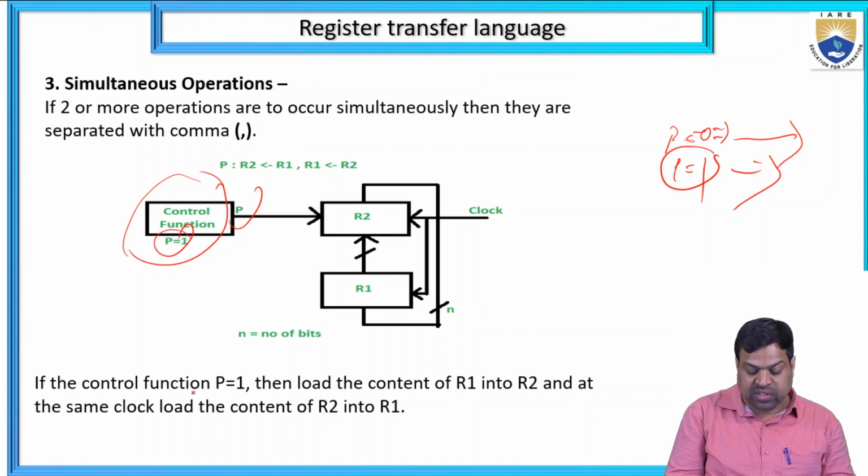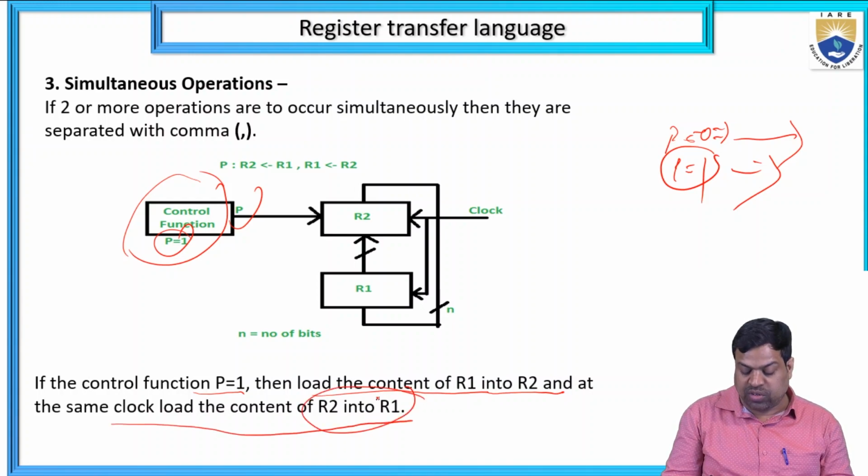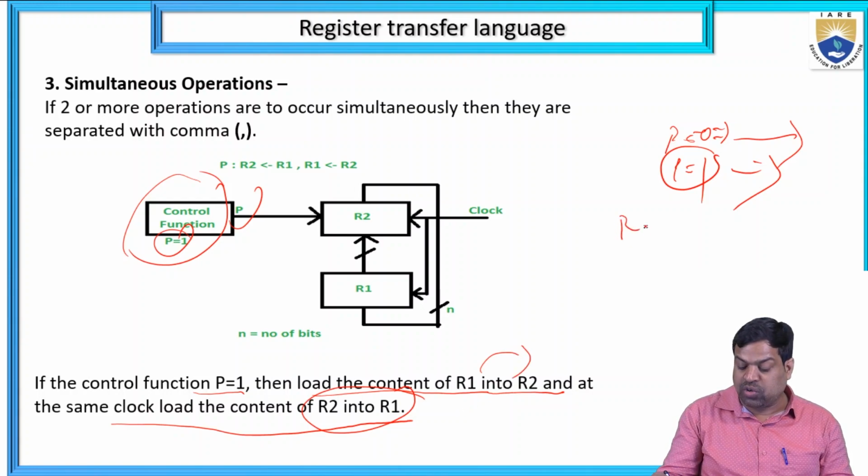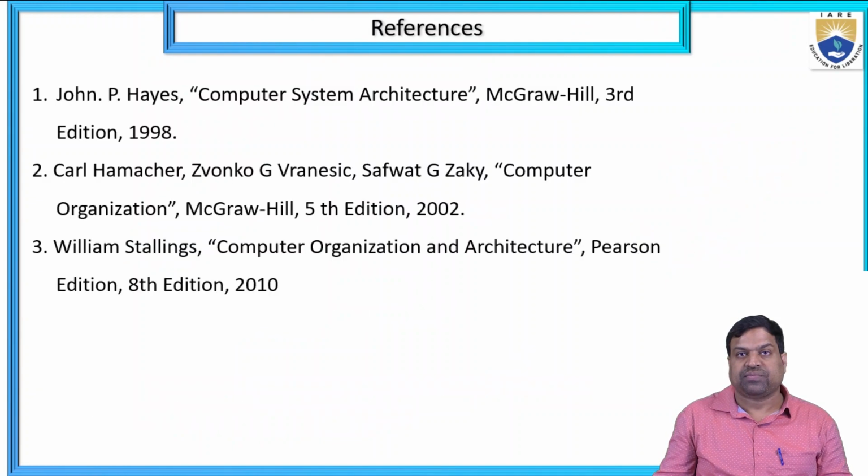Okay, and if p equal to 1, the load of content R1 to R2, and the clock pulse load is R2 into R1. So p equal to 1 means R1 to R2, and the clock pulse is R2 to R1. So R1 to R2 is one operation, R2 to R1 is another operation. Okay, these are the references.